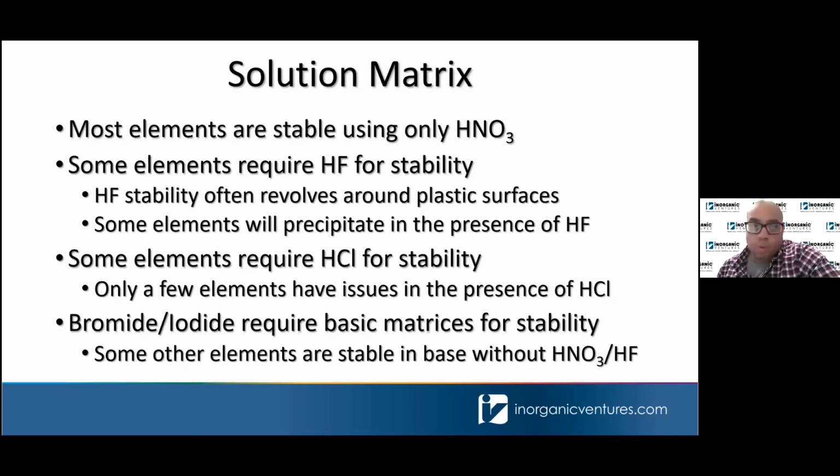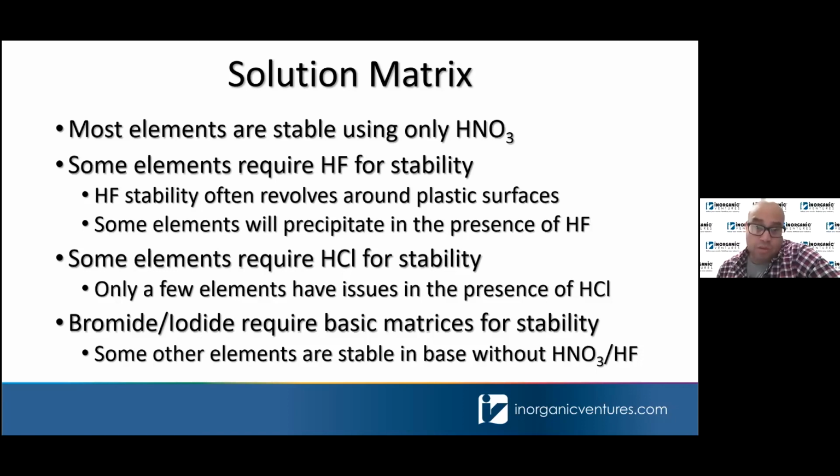So next. So when we talk about solution matrix, when we talk about ICP standards, sample preparation, from what we found at Inorganic Ventures, most elements are stable using nitric. Most customers require or ask for their standards in nitric acid. And we believe that's mainly due to the fact that there's minimal interferences, particularly on the mass spec associated with nitric. However, there's some elements that customers and that we deal with that require maybe HF for stability.